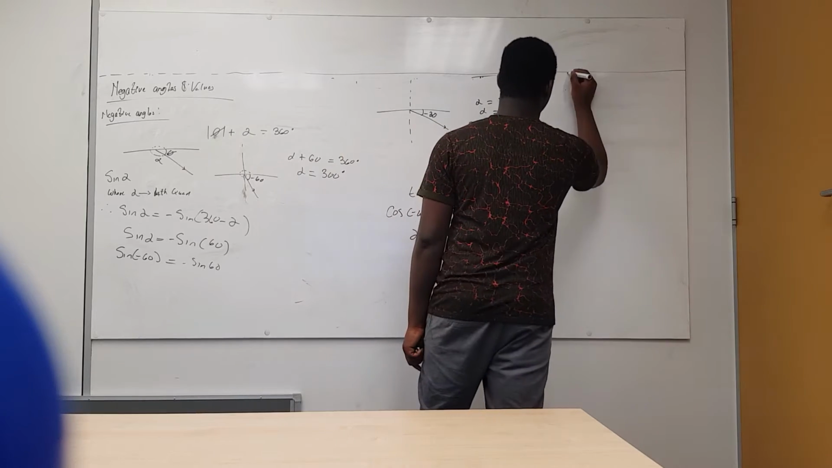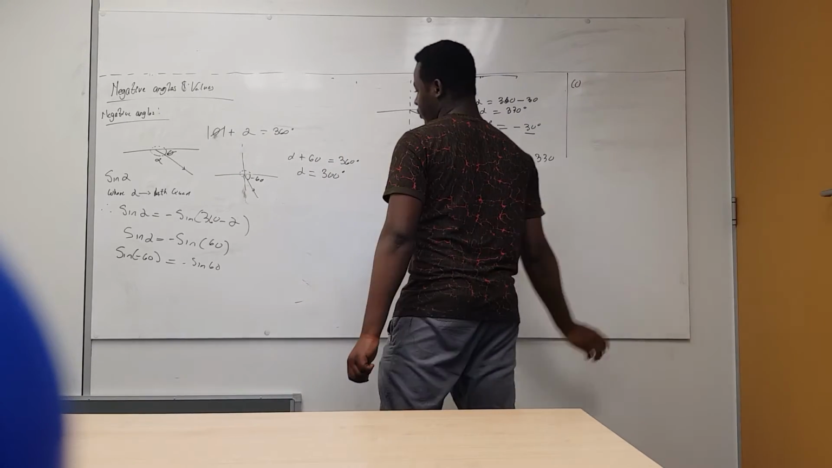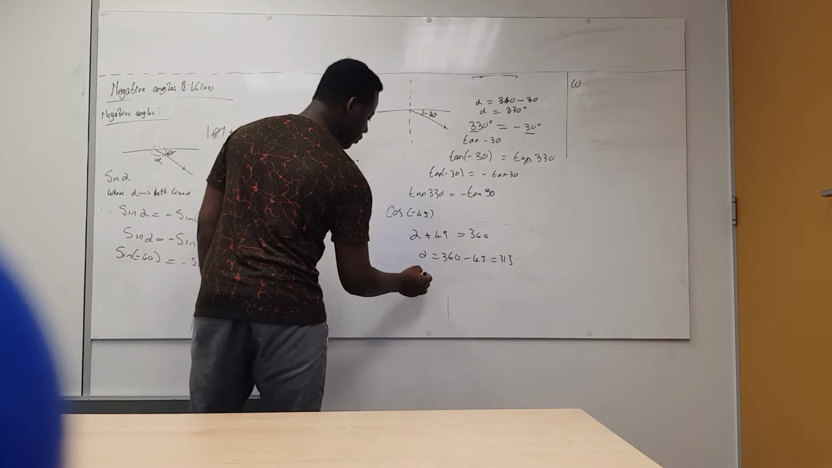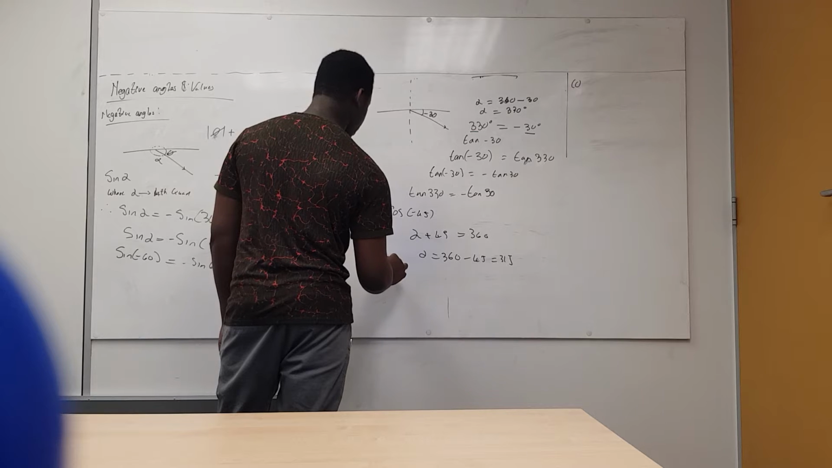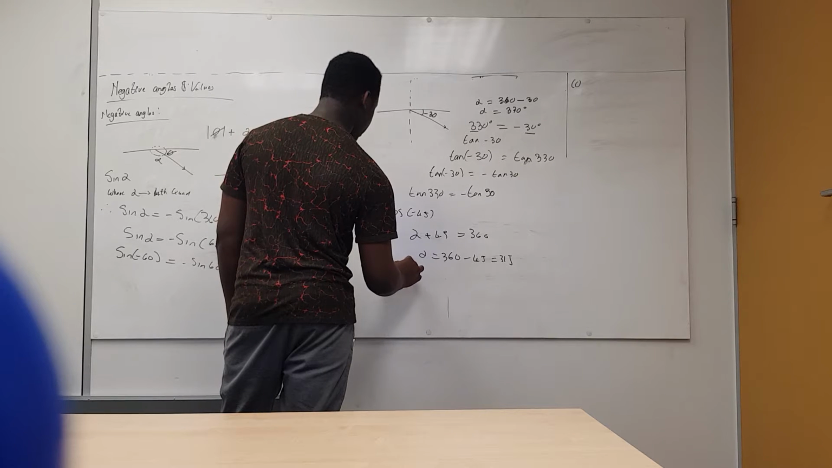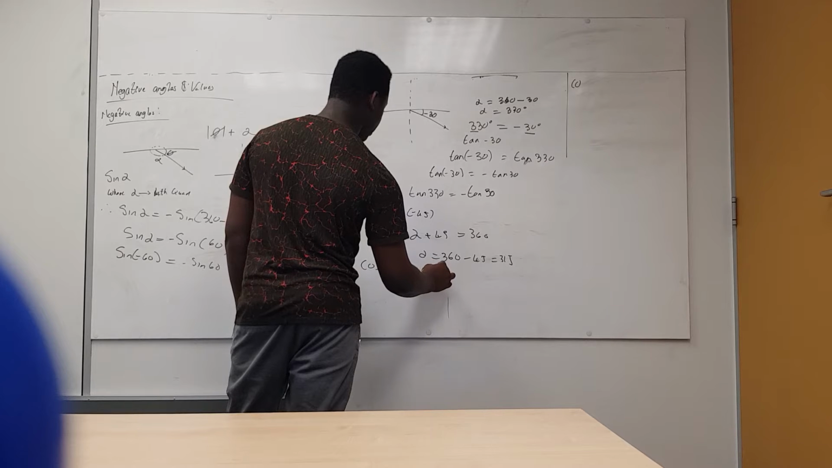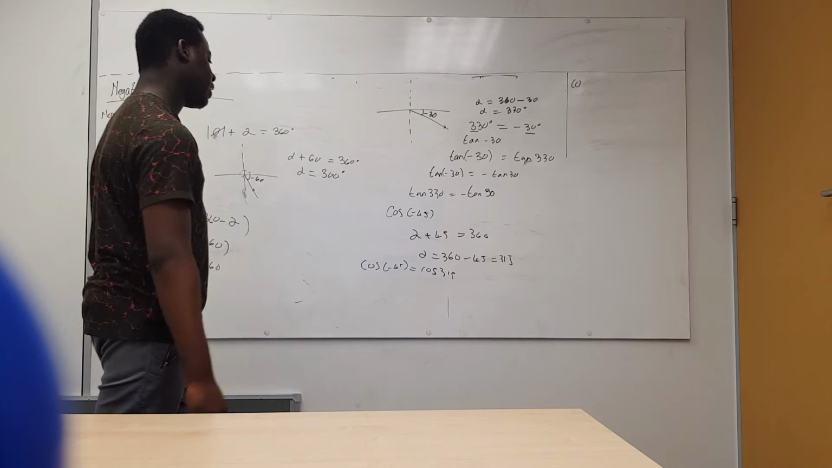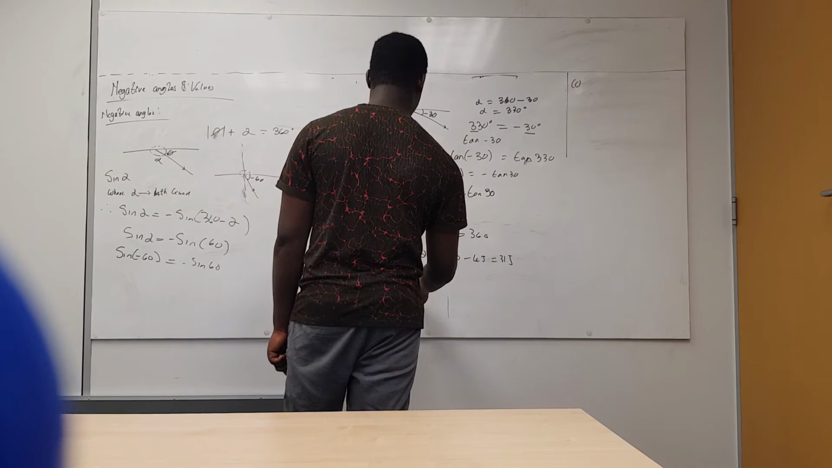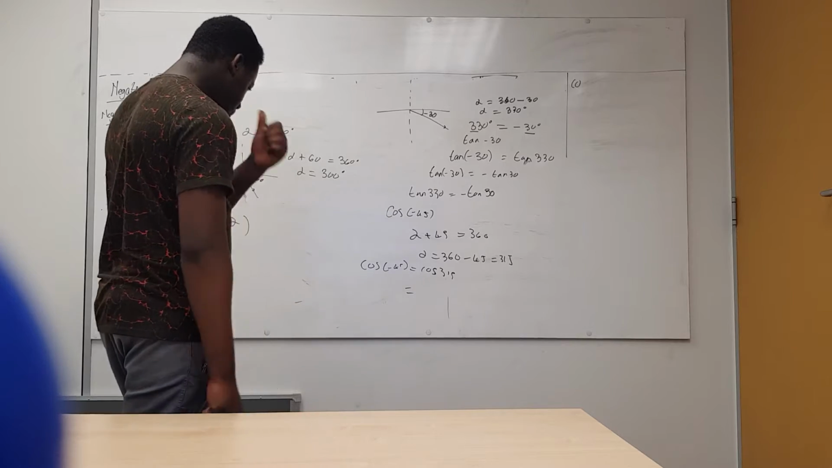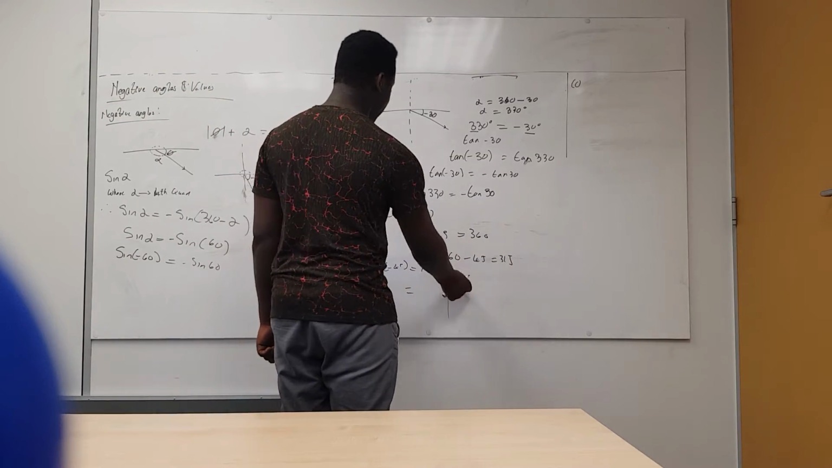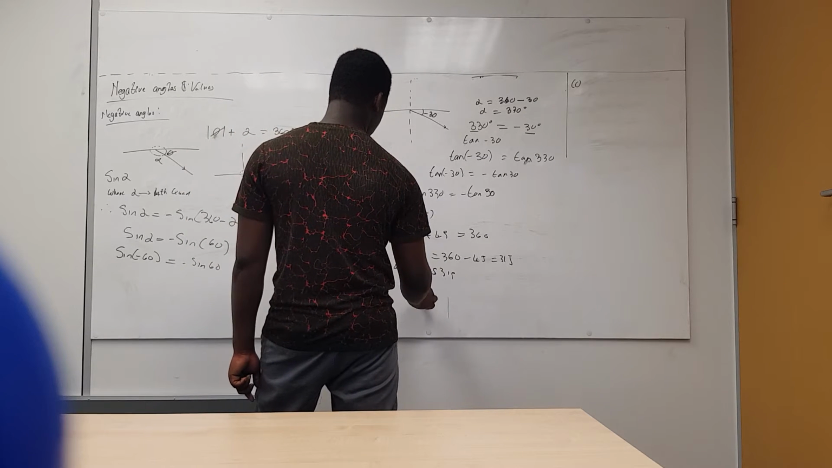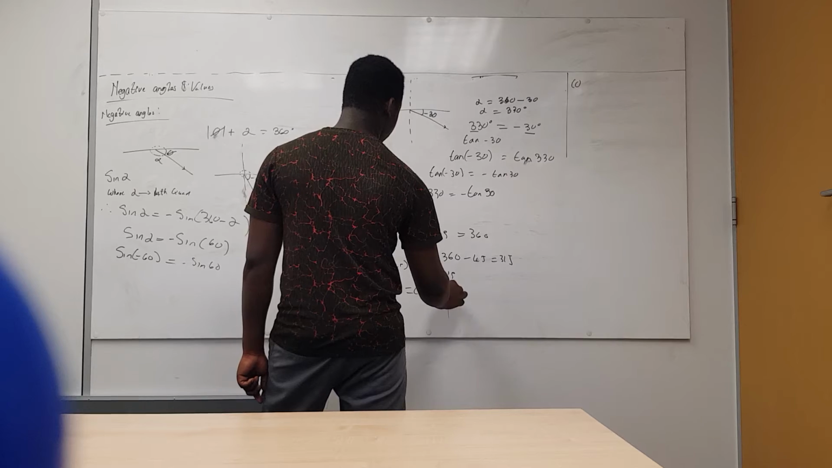So cosine of negative 45 is equal to cosine of 315. Because cosine is positive in the fourth quadrant, we don't associate negative with it. So if we reduce that, we see that if we have 360 minus 315, that's 45 degrees. So cosine of negative 45 is the same thing as cosine of 45.